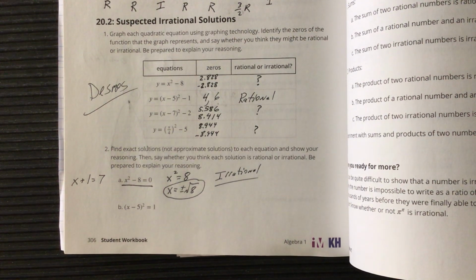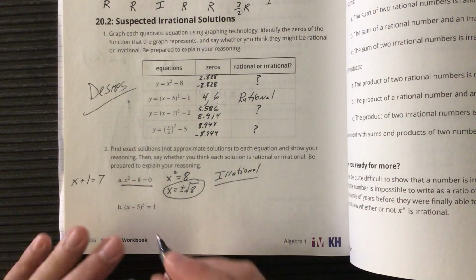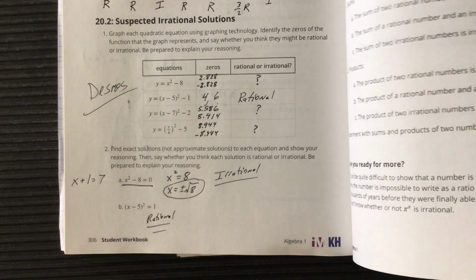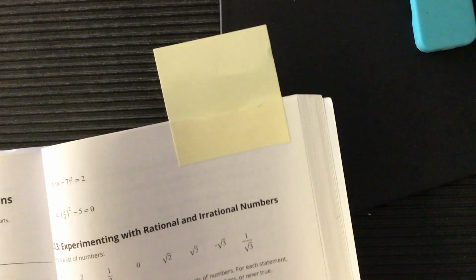B. Okay, we already said this one was rational, so I don't think we need to do that one. That one comes out nice. C and D are the ones that are in question.